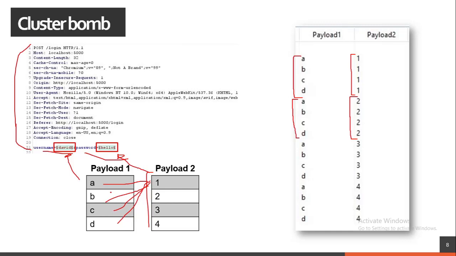As you can see, it has all the possibilities that can be made when you are running this payload. So in total it will try 16 different combinations, which is the maximum number of combinations between the two. Now that we have understood how cluster bomb and pitchfork work, we can go ahead and use them to construct our attack.